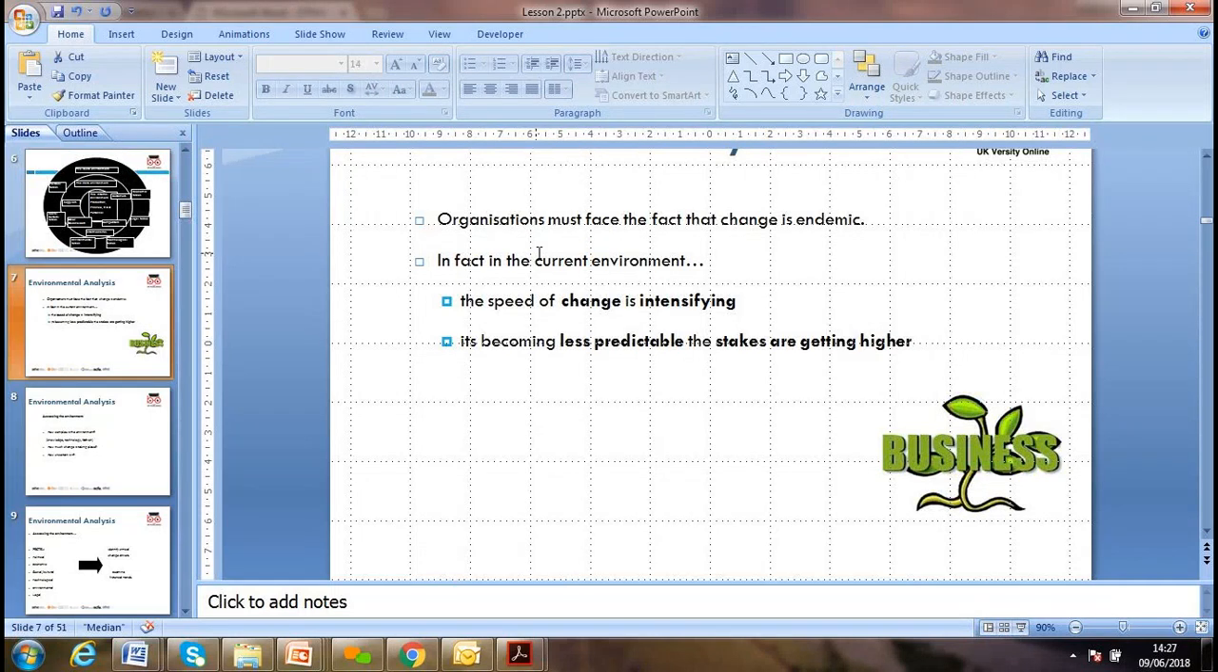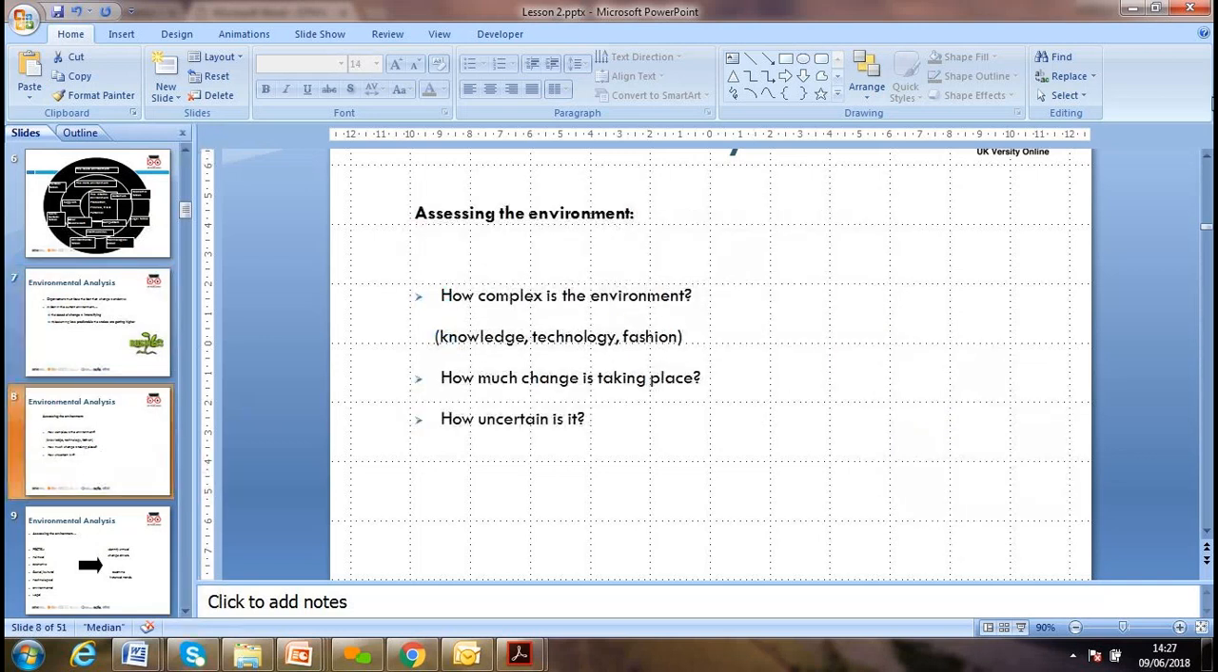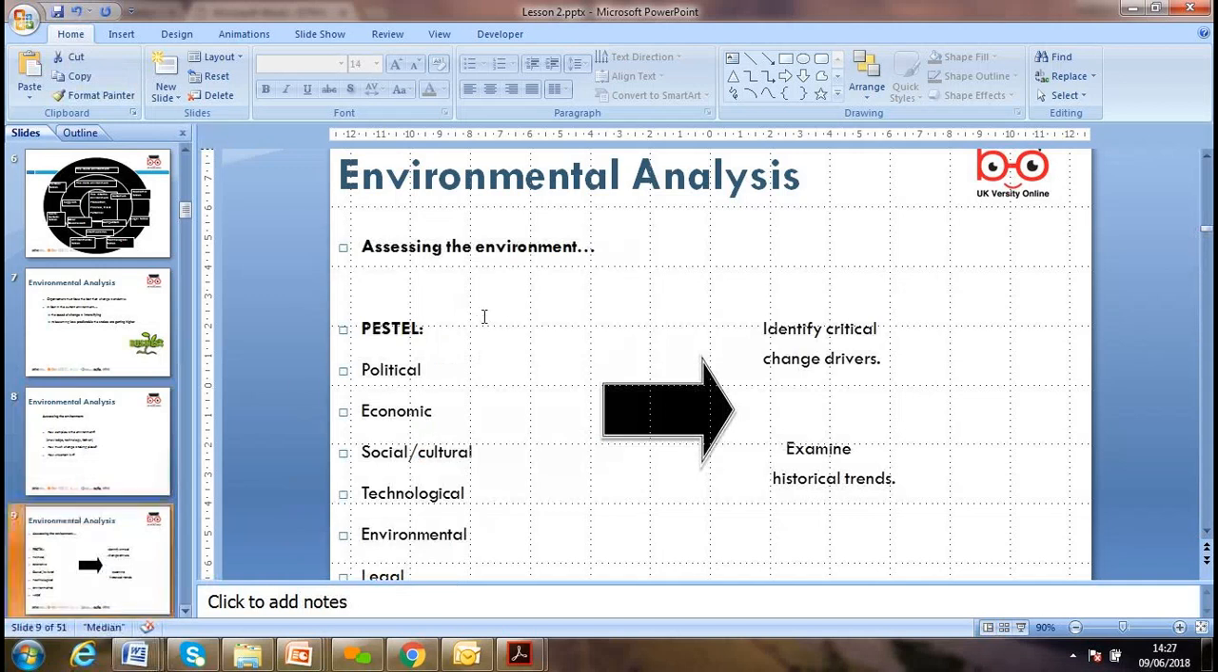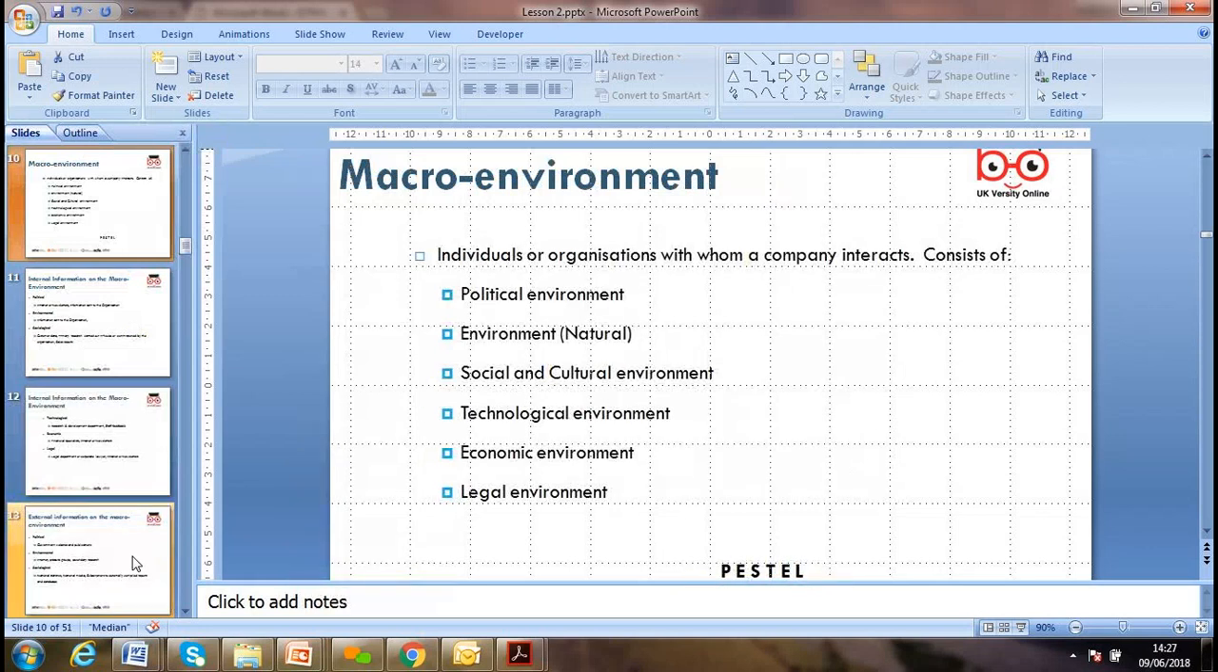change always happens, so we have to change as well. In fact, in the current environment, the speed of change is quite intensifying. A lot of companies are closing their businesses due to online sales, because we're living in a global village now, with distance removed. So for environmental analysis, we look at how complex the environment is: knowledge, technology, fashion, how these change. When we're looking at political and economic factors, we identify the critical change factors, and we examine the whole historical trend, what has happened in history.